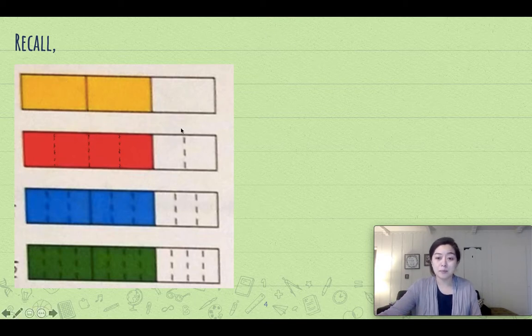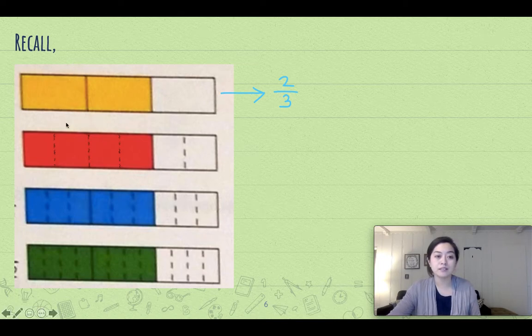Let's look at the top bar model. What's the fraction that represents the shaded parts? Well, I first need to see how many total parts there are and put it in the denominator. Then in the numerator, I put the number of shaded parts, which is 2. So my fraction here is 2/3.